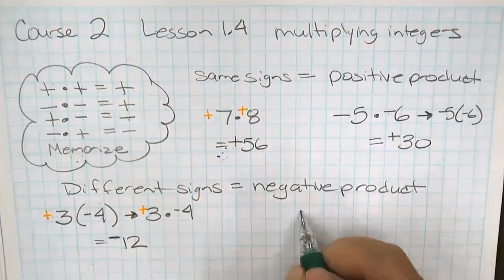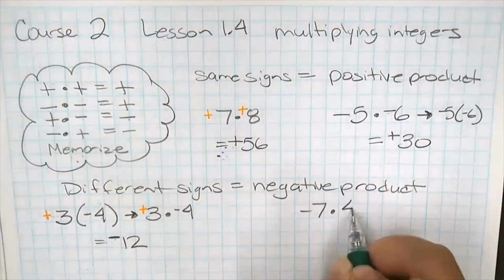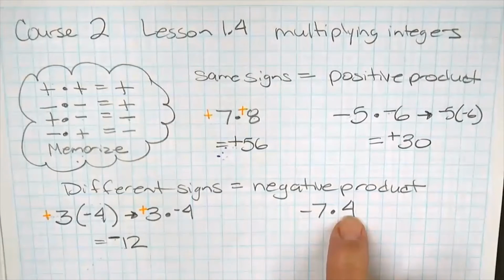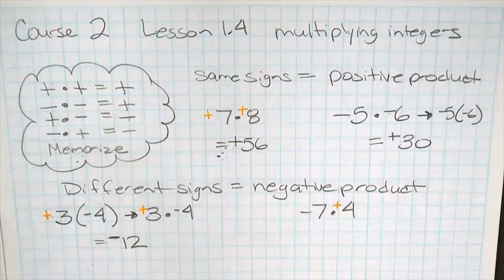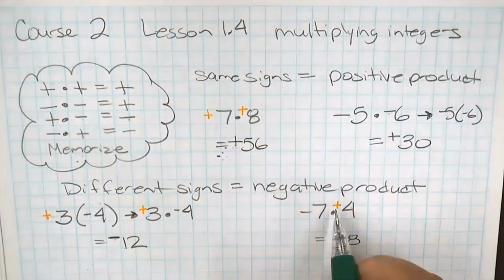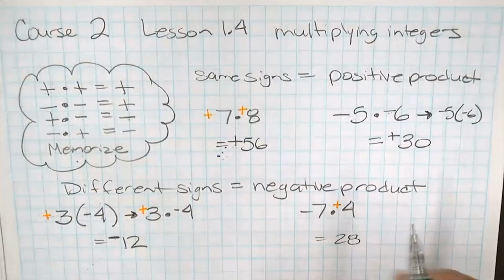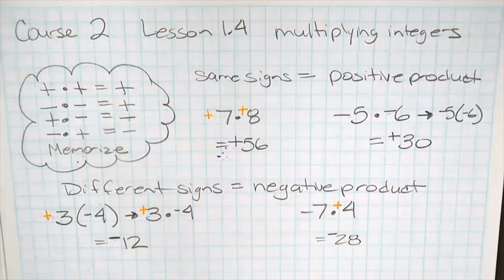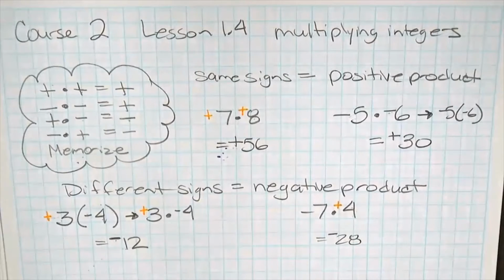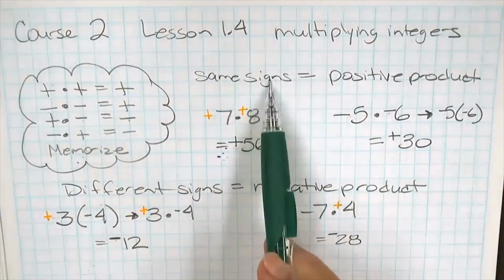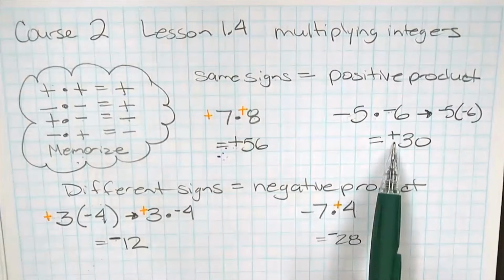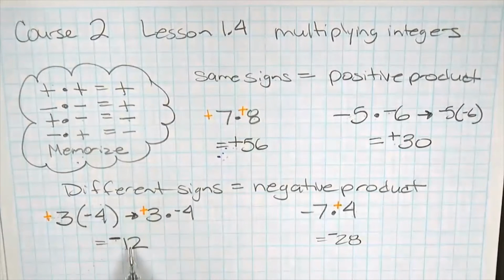So let's do another one. Negative 7 times 4. Now, the 4 does not have a sign in front of it, so it is an implied positive. We know that 7 times 4 is equal to 28, and my signs are different. Therefore, my product is negative. So if the signs are the same, regardless of what the sign is, your product is positive. If your signs are different, your product will be negative.